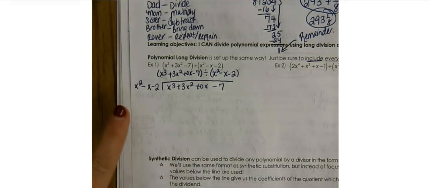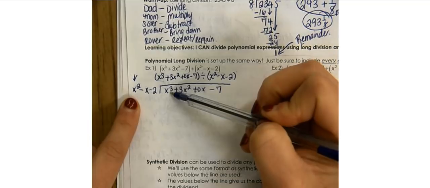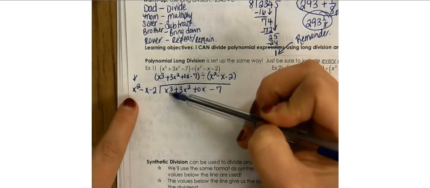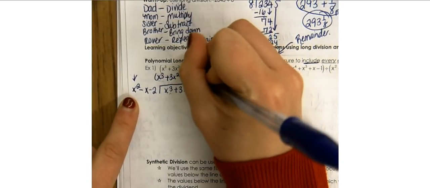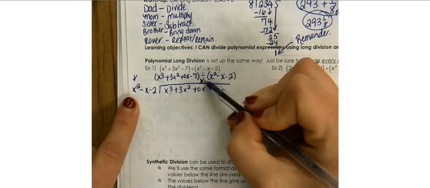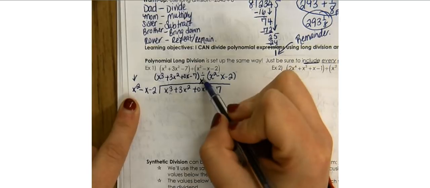I'm going to work with the first term. We're always working with the first term, and that is x squared. And I'm going to ask myself, what times x squared equals x to the third power? I'm just working with my first terms here. And that is x. So I'm going to put x just above the 0x term, lining up my like terms. And I'm going to multiply. x times x squared is x to the third power.